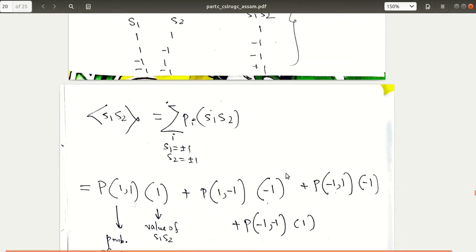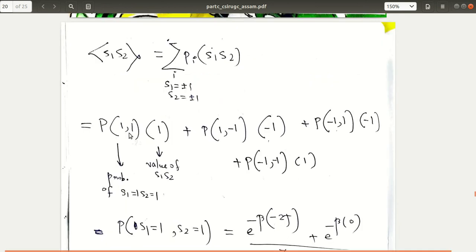So now this expression of s1 s2 is basically the probability of getting the value of s1 multiplied by s2, times s1 times s2. When s1 is equal to 1 and s2 is equal to 1, the value is 1. When s1 is equal to 1 and s2 is equal to minus 1, the value of s1 s2 is minus 1. When s1 is equal to minus 1 and s2 is equal to 1, the value of s1 s2 will be minus 1. And when s1 is equal to minus 1 and s2 is equal to minus 1, the value of s1 s2 will be 1.